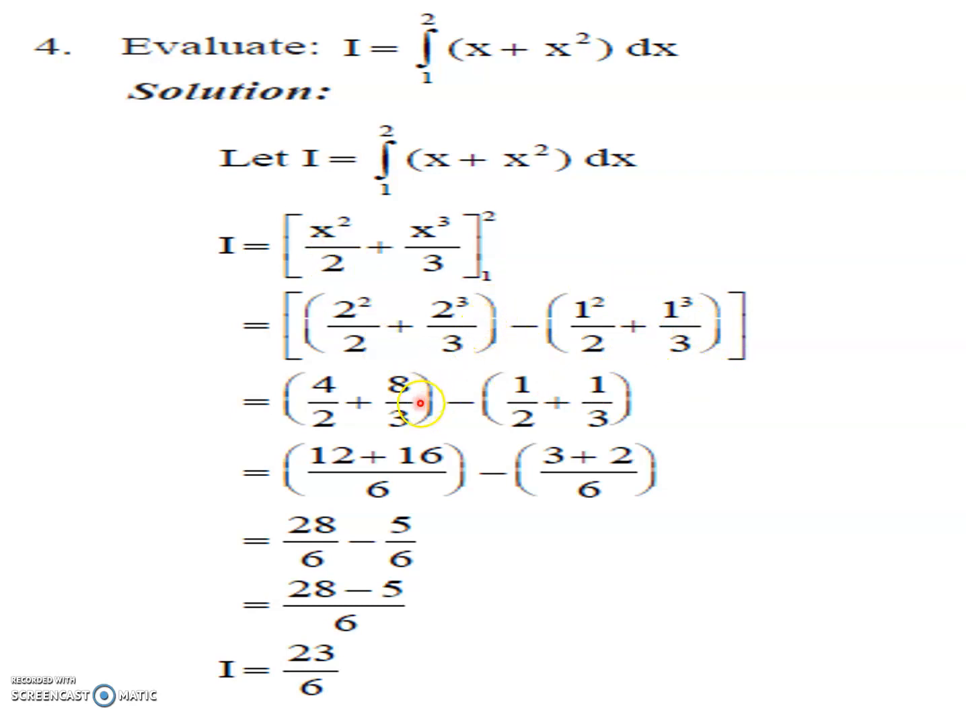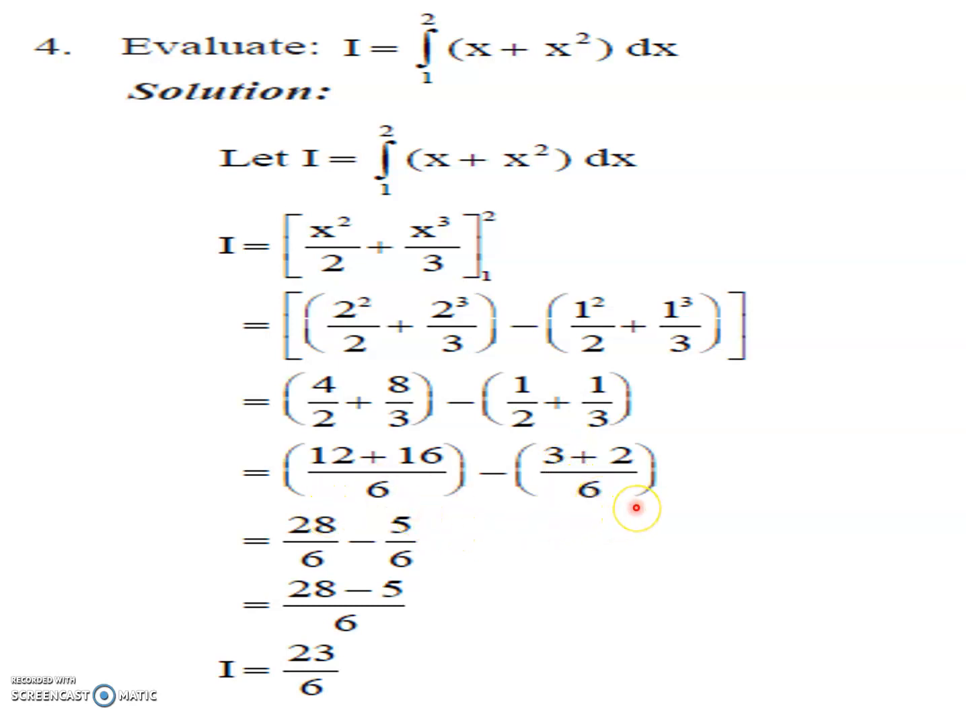We know that 2 cube is 8 upon 3, 2 square is 4 upon 3, minus 1 upon 2 plus 1 upon 3. We have to substitute the value and subtraction, and we have to evaluate the answer. 4 by 2, obviously we have to take the cross multiplication. 12 plus 16 upon 6 minus cross multiplication 3 plus 2 upon 6.